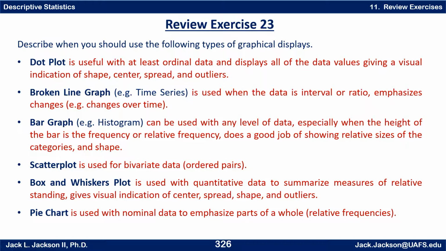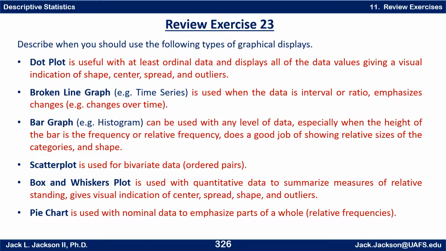Well, a dot plot is useful with at least ordinal data and displays all the data values, giving a visual indication of shape, center, spread, and outliers. A broken line graph, such as a time series, is used when the data is interval or ratio and it emphasizes changes, particularly changes over time, as in a time series.